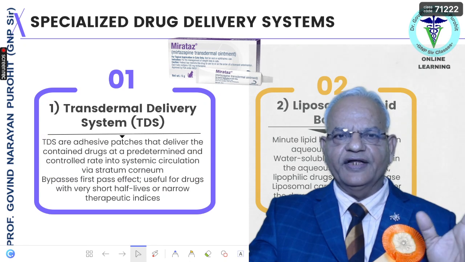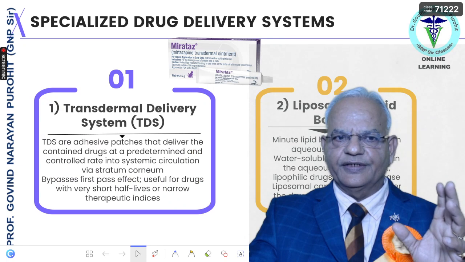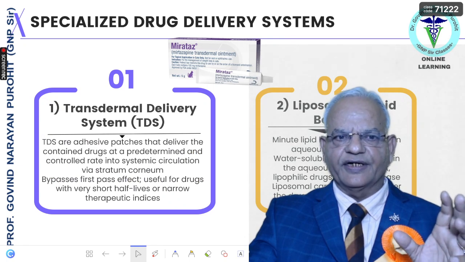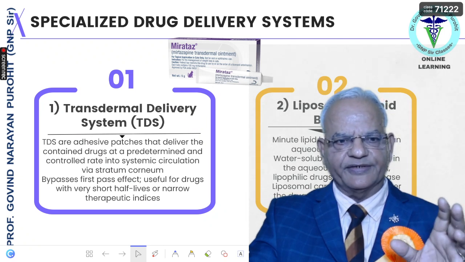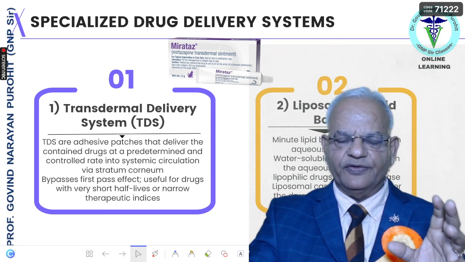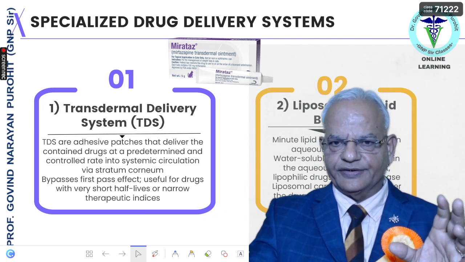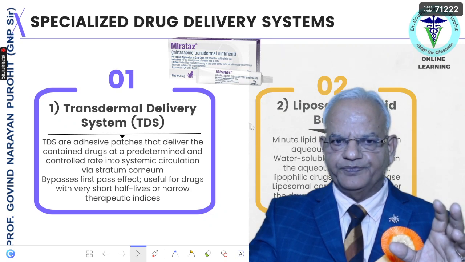Then specialized drug delivery systems include the transdermal delivery system. They are adhesive patches that deliver the contained drugs at a predetermined and controlled rate into the systemic circulation via the stratum corneum. It bypasses the first pass effect, useful for drugs with very short half-life or narrow therapeutic indices. You can see here in the picture, this is a transdermal patch.